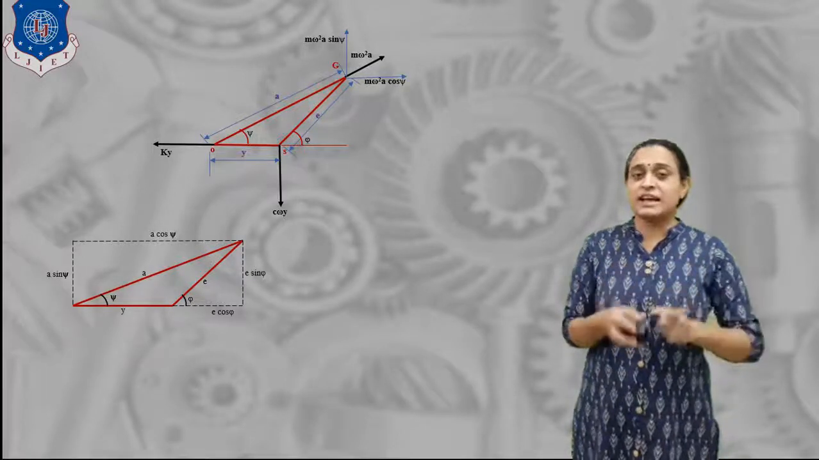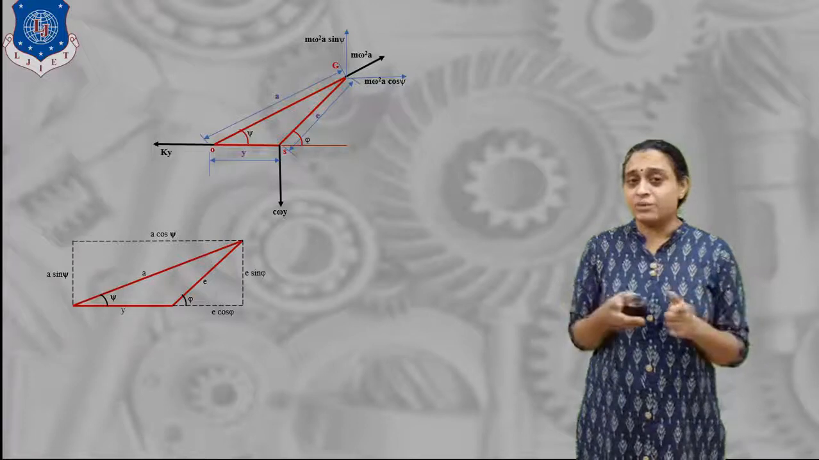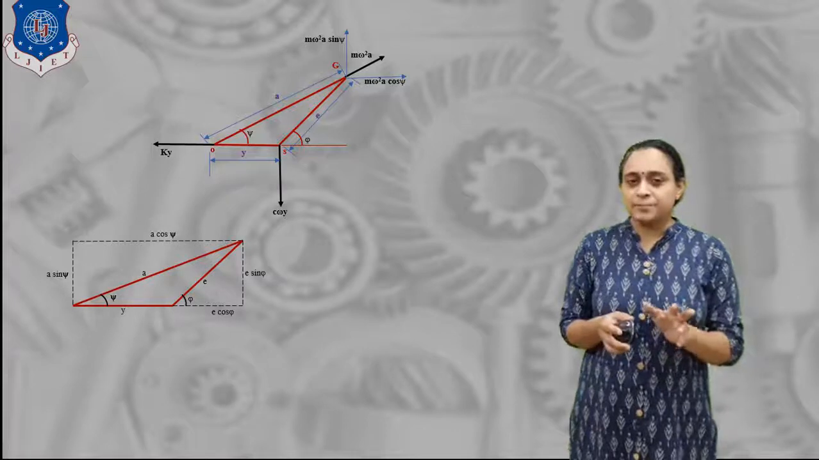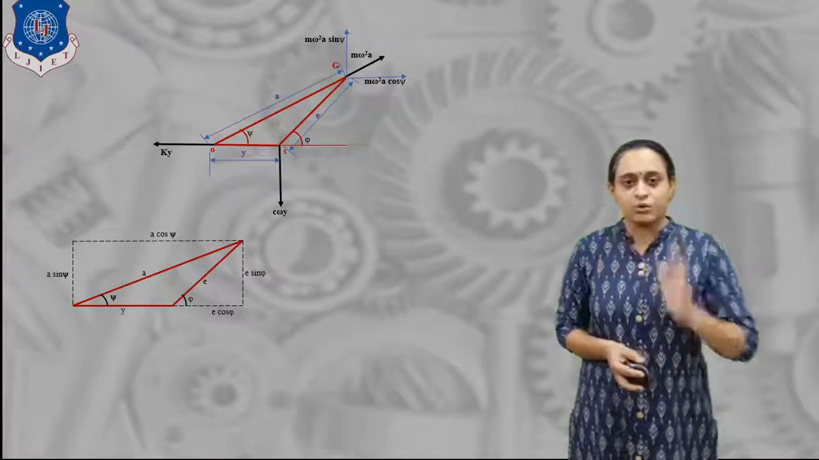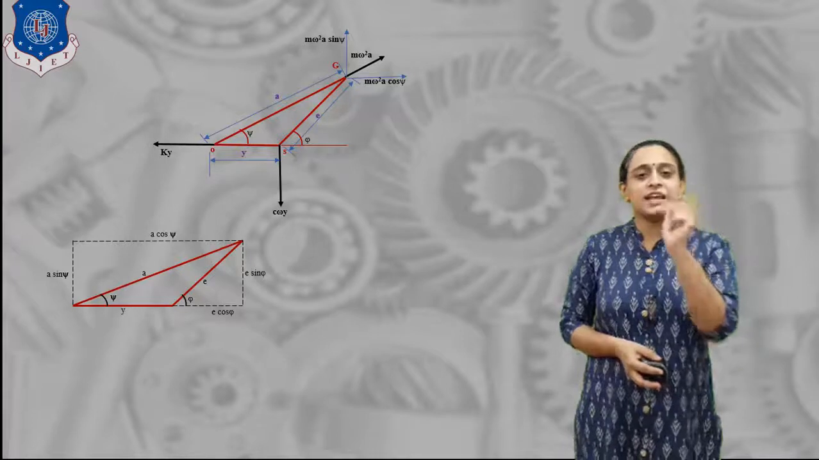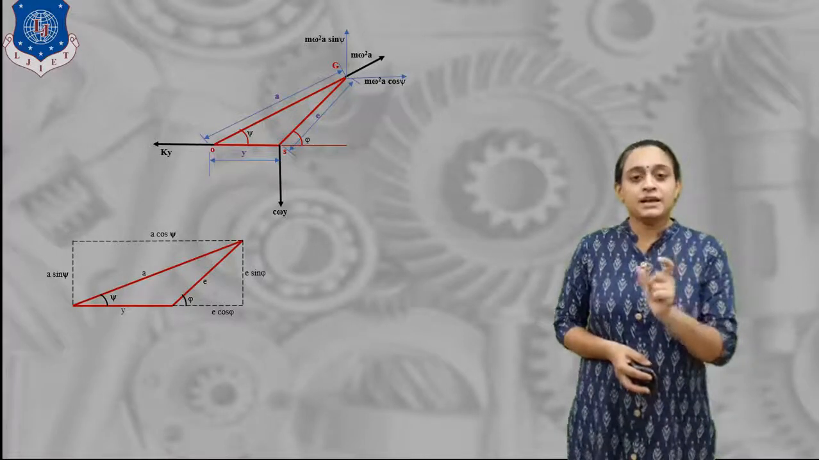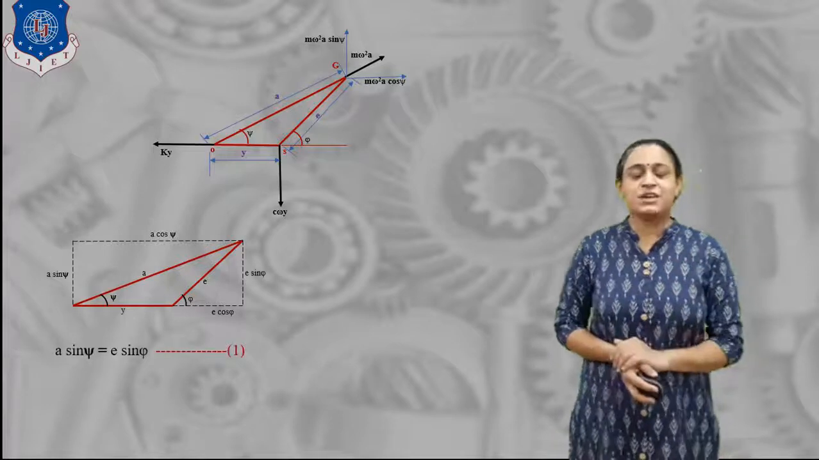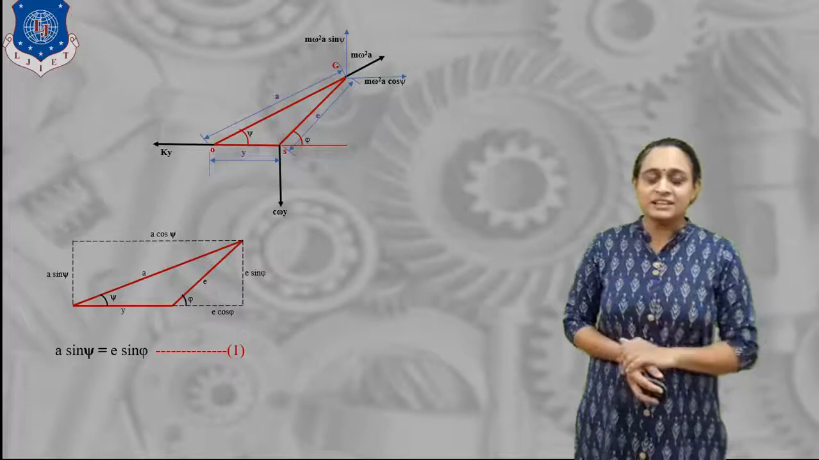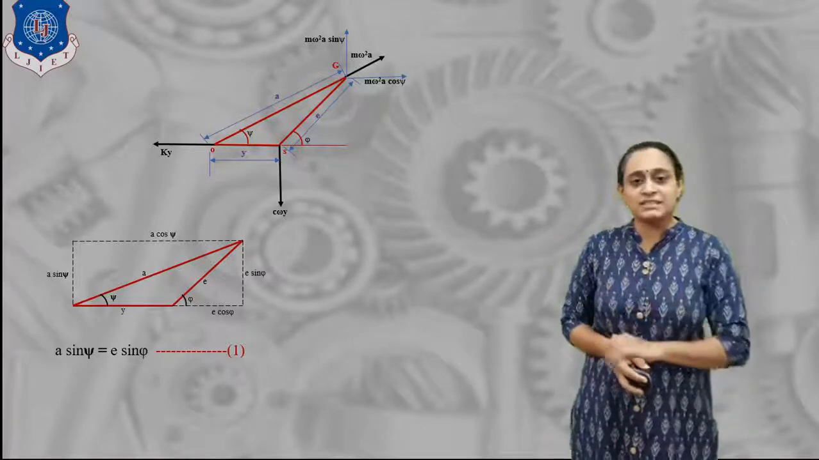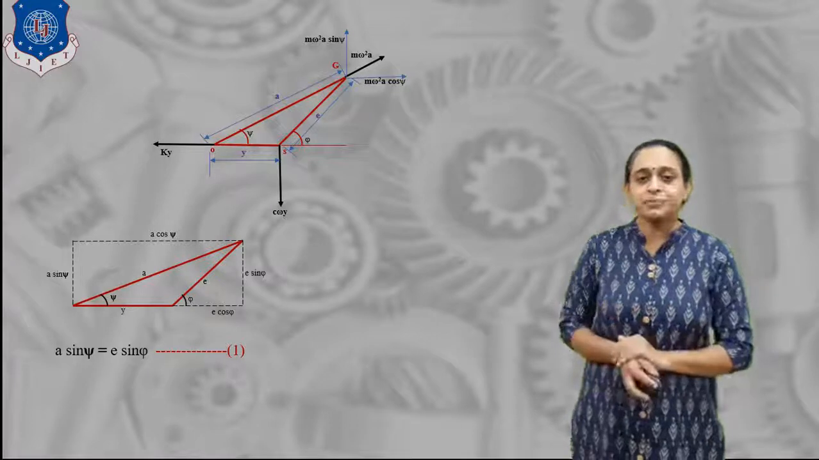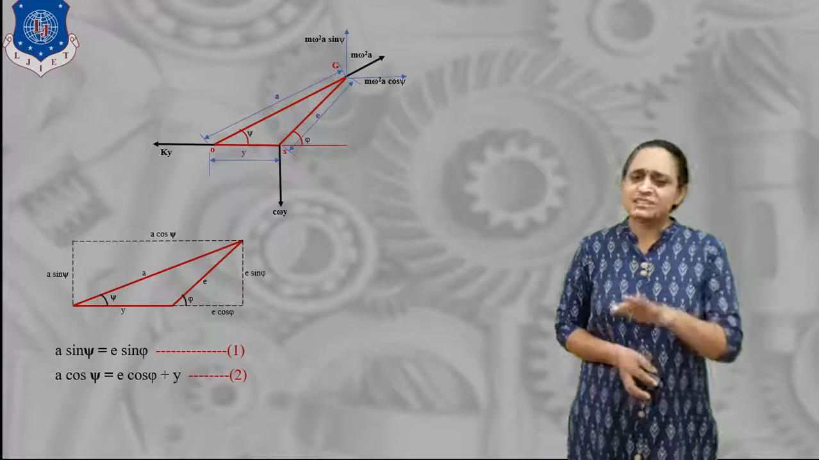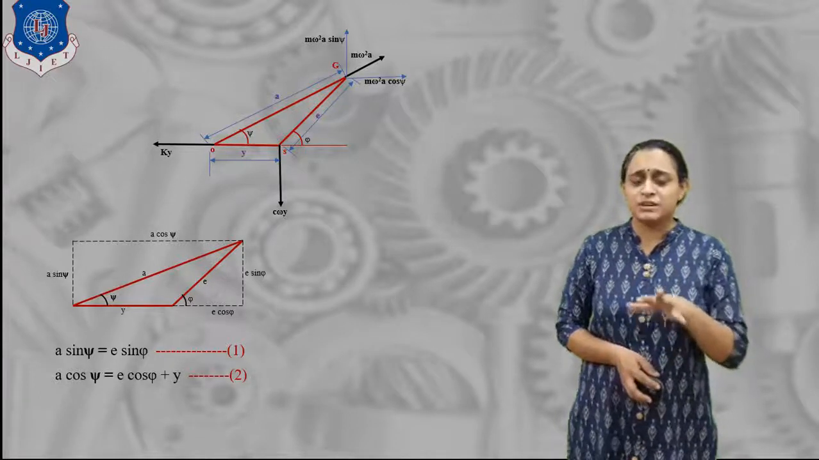Now if you see this diagram, it will become like a rectangular box. Because this is a rectangular box, we can say A sin psi is equal to E sin phi, as well as A cos psi is equal to Y plus E cos phi. So that is our equation number 1, as we have already discussed. A sin psi is equal to E sin phi, and A cos psi is equal to E cos phi plus Y. I think you will know this.